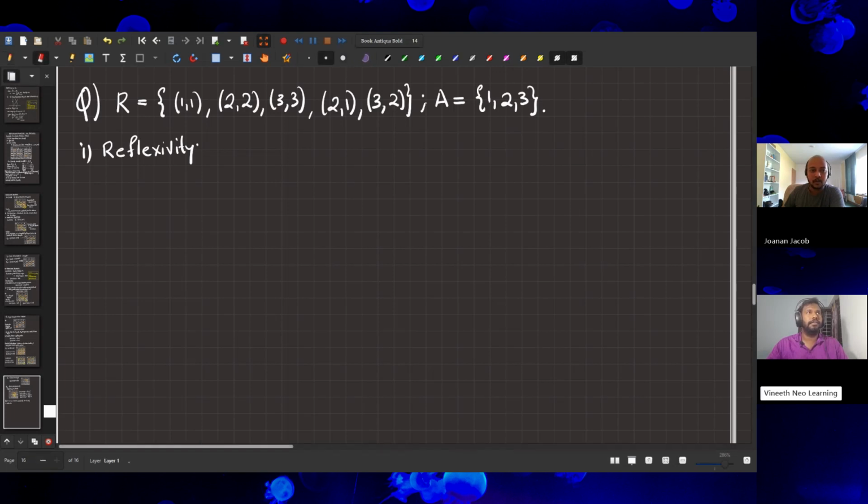You're correct. It's reflexive because the diagonal elements of the Cartesian product are all present: (1,1), (2,2), and (3,3) are present. Reflexivity, yes. Then we shall check symmetry.